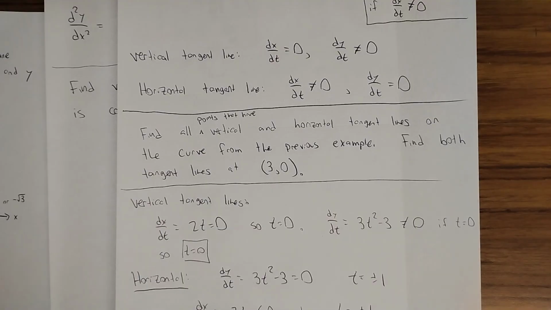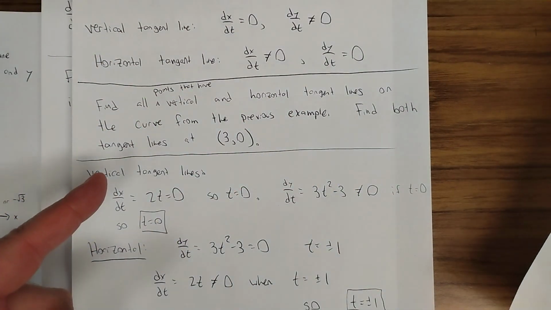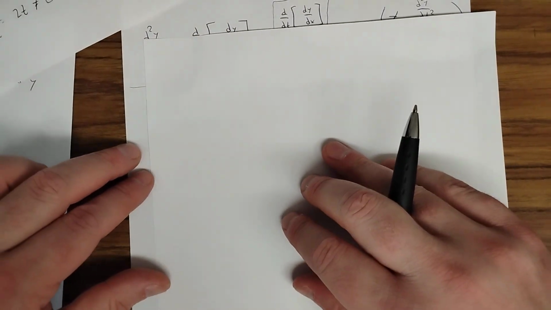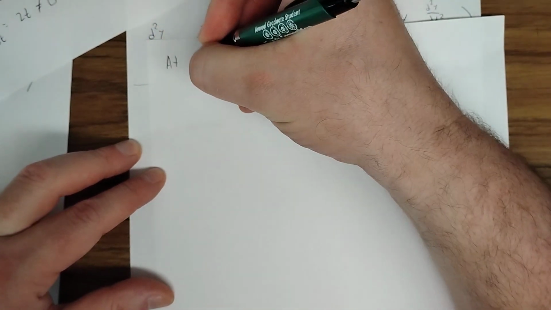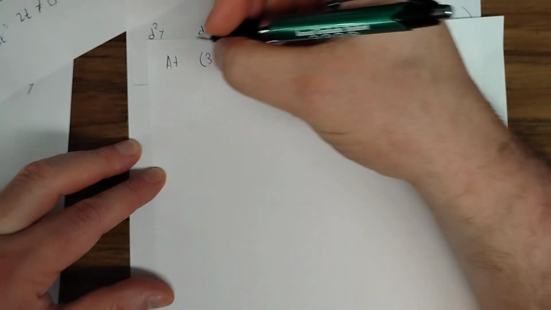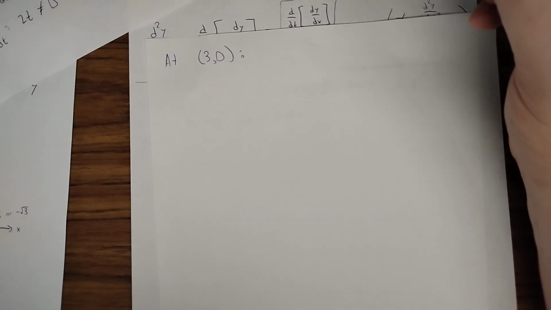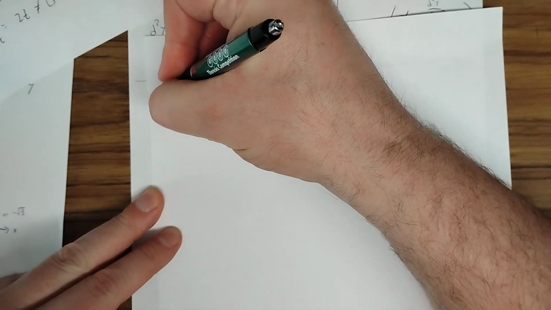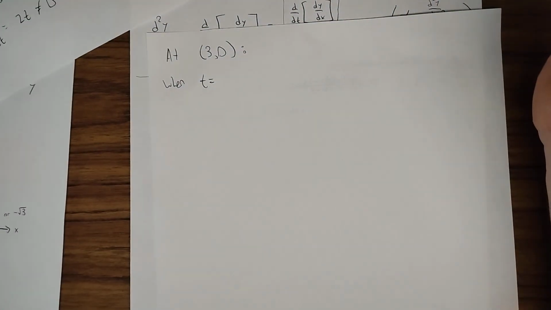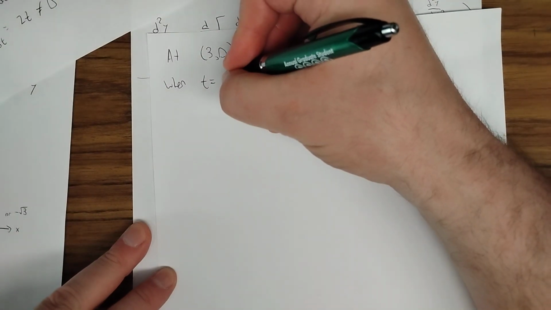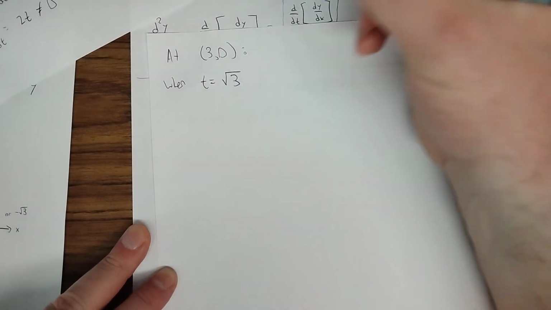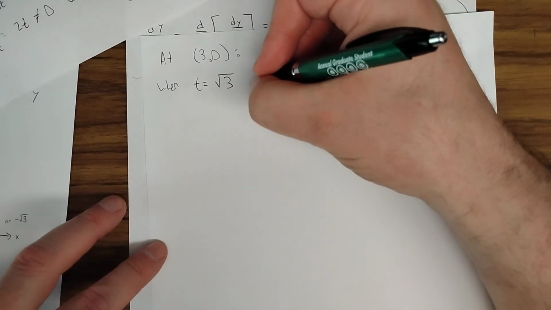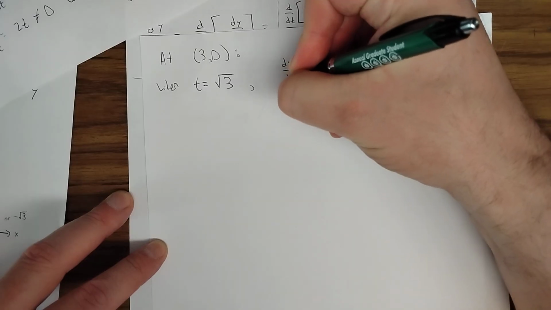And, almost forgot. Let's find the tangent lines at this point where it crosses itself. So the tangent lines at this point (3, 0). So what I want is t values, and I know that this happens when t is the square root of 3 and also when t is minus square root of 3.